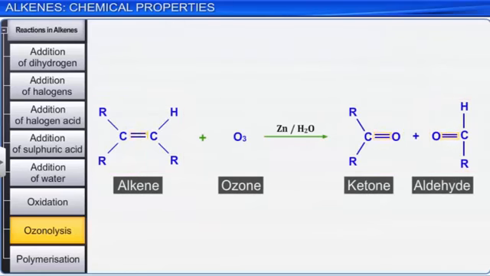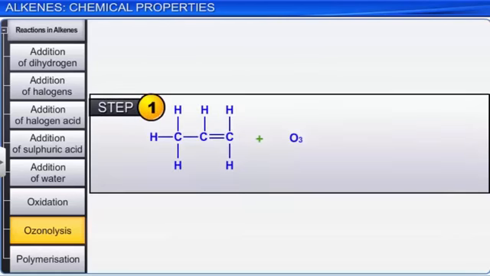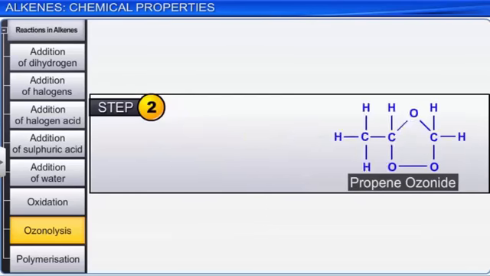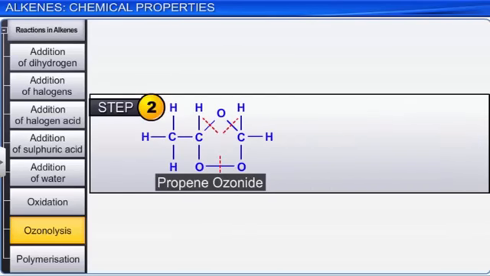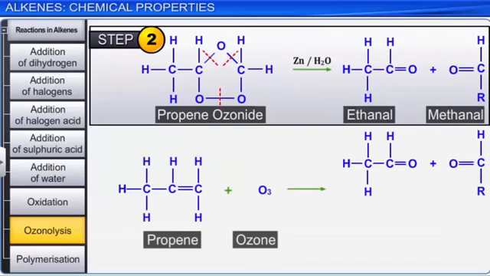Let us look at another example of ozonolysis reaction of propene. Here, first propene and ozone react to form propene ozonide. The propene ozonide on further hydrolysis in the presence of zinc undergoes cleavage to form ethanal and methanal. The products formed help us to determine the position of the double bond in propene as shown here.